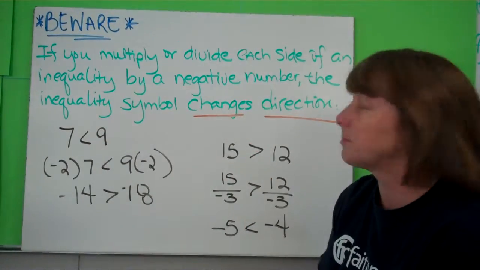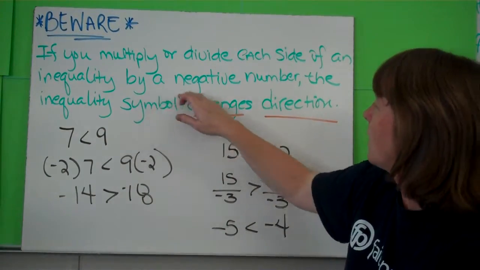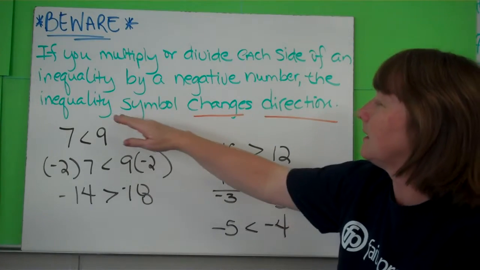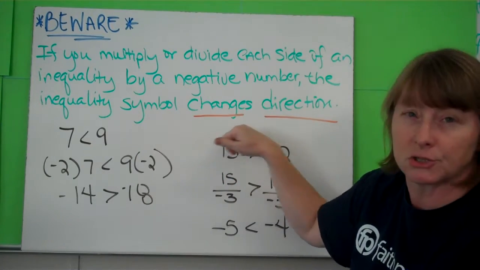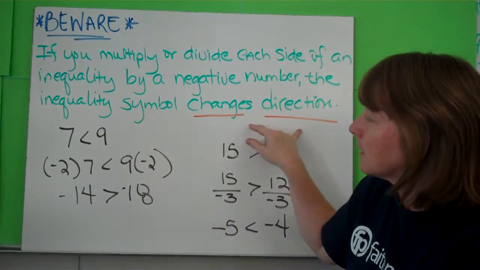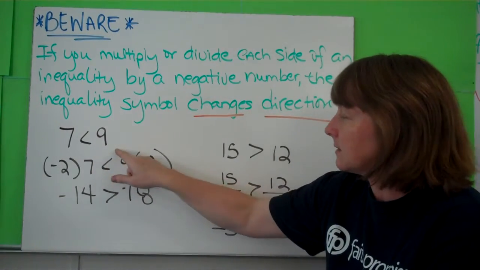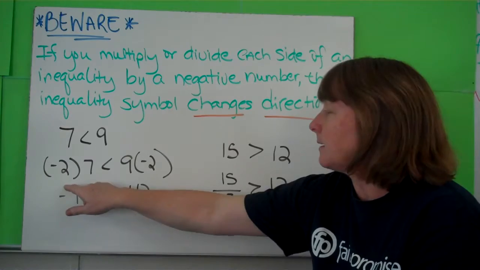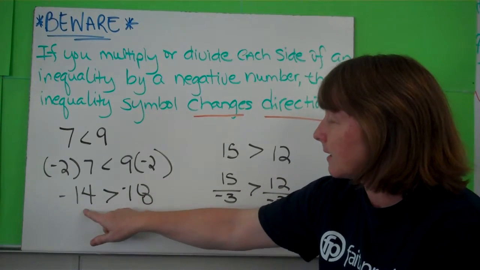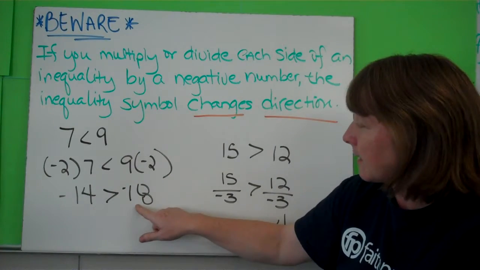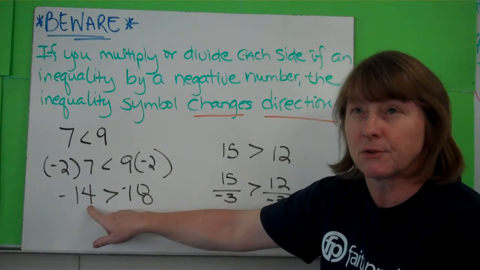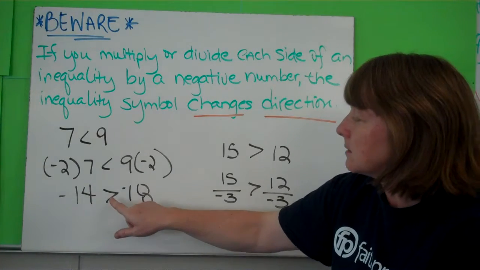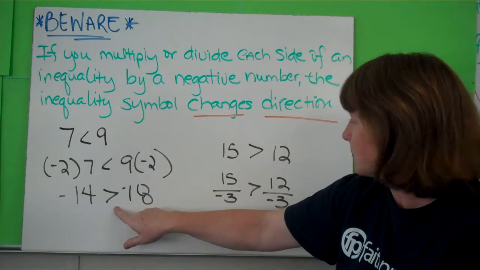Beware, if you multiply or divide each side of an inequality by a negative number, then the inequality symbol changes direction. Remember this. Okay, we have 7 is less than 9. Now, if we multiply each side by -2, we get -14 and -18. But -14 is greater than -18, so you have to flip the sign to make it true.